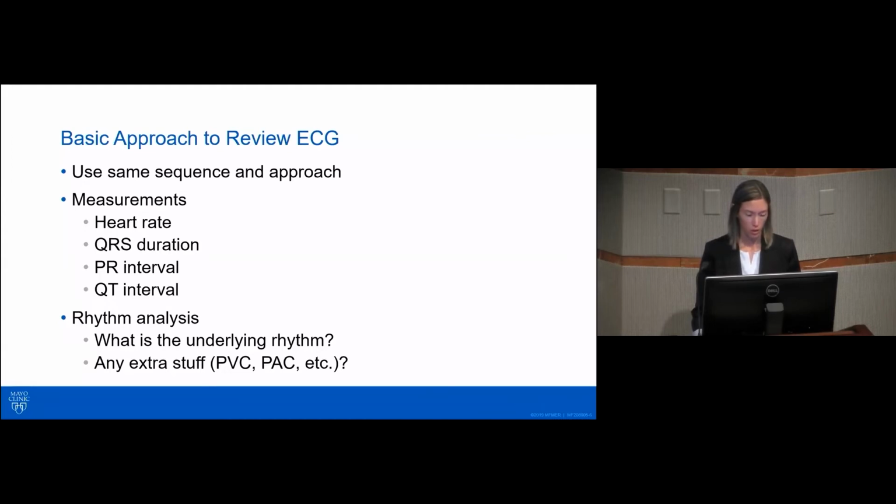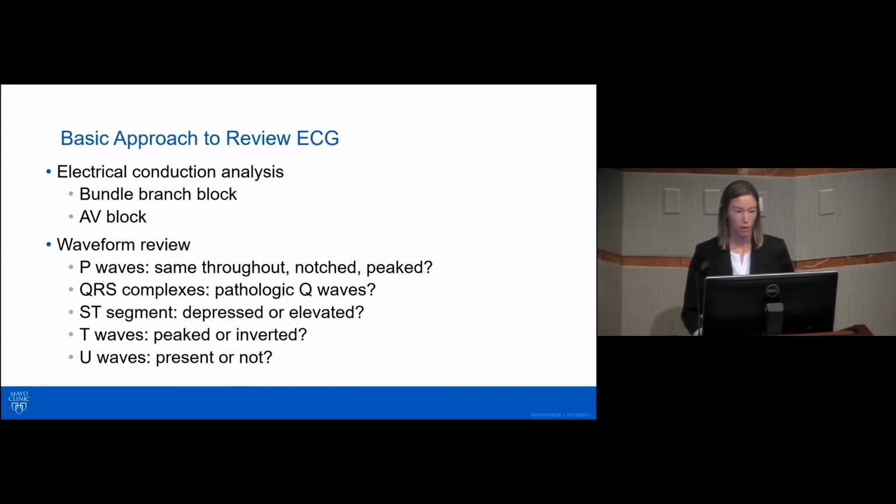You want to look at the rhythm. I try to identify what is the underlying rhythm. Look for any extra beats or abnormal beats, such as PVCs, PACs, etc. You want to look at what the conduction system is doing. Are you seeing any bundle branch blocks, AV blocks? And then look at the waveform. So look at each waveform morphology and try to see if you can see any patterns or abnormalities.